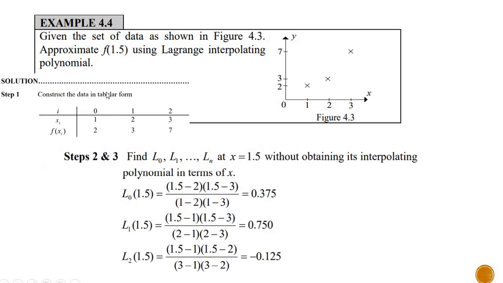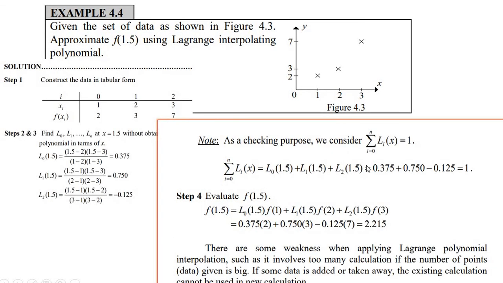Okay, after we have tabulated the table, we need to find the values for the Lagrange L0, L1, and L2. In order to do that, use the formula. And then we will get the values of 0.375, 0.750, and minus 0.125. In the next step, we will evaluate these values. So we will use the formula here, and then we will evaluate at 1.5.